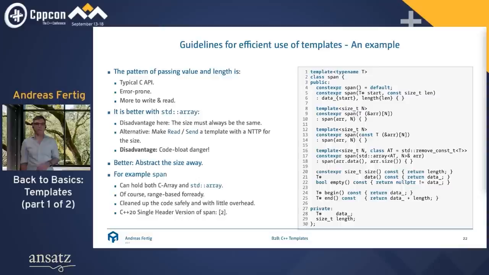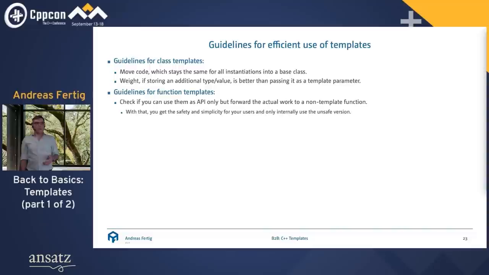So the guidelines for efficient use of templates would be: move code which stays the same for all instantiations into a base class, if we're talking about class templates. Also, storing an additional type or value, like in span, is better than storing it in a template parameter because it reduces the number of different instantiations, but you spend RAM essentially.